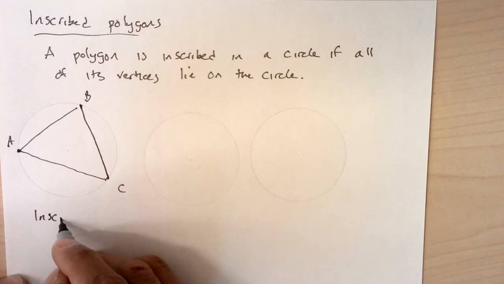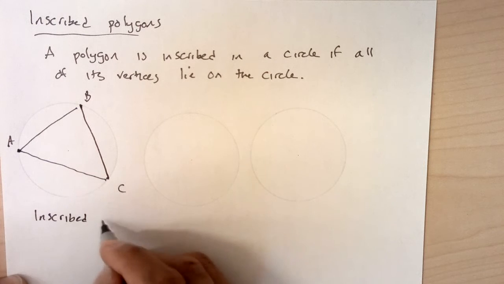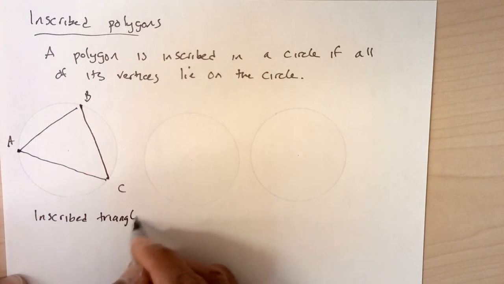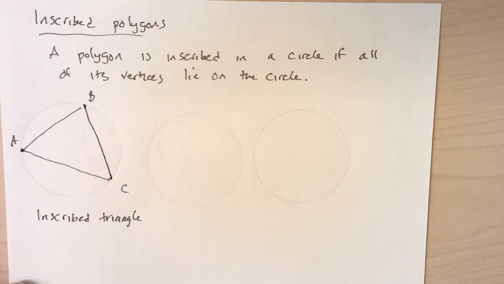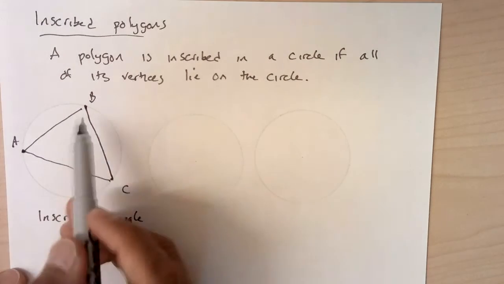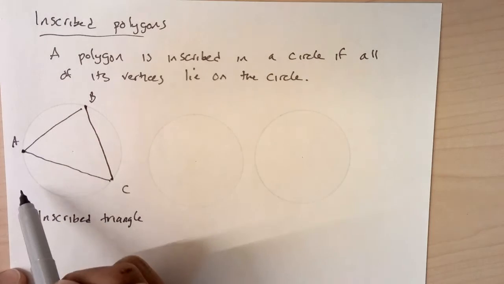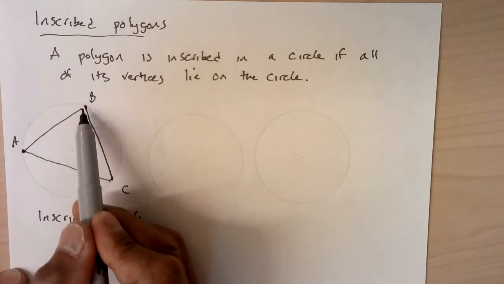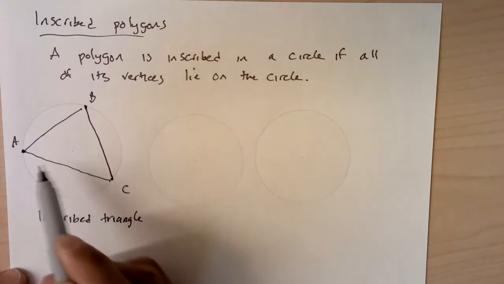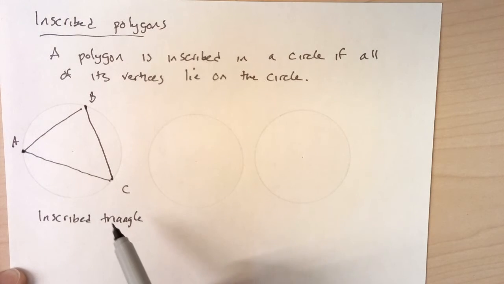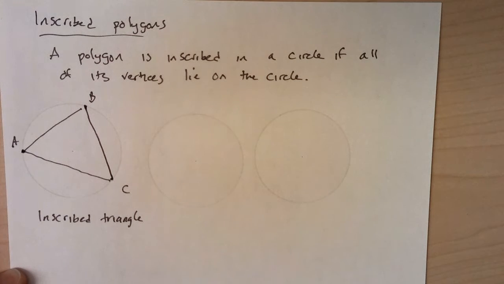It's also true that each of the angles of the triangle, or whatever polygon you have inscribed in a circle, are inscribed angles. So this triangle ABC is an inscribed triangle. Angle BAC is an inscribed angle. The vertex of that angle is on the circle. Same with angle ABC and angle BCA. All of those angles lie on the circle. Each of the angles of an inscribed polygon are inscribed angles of the circle.